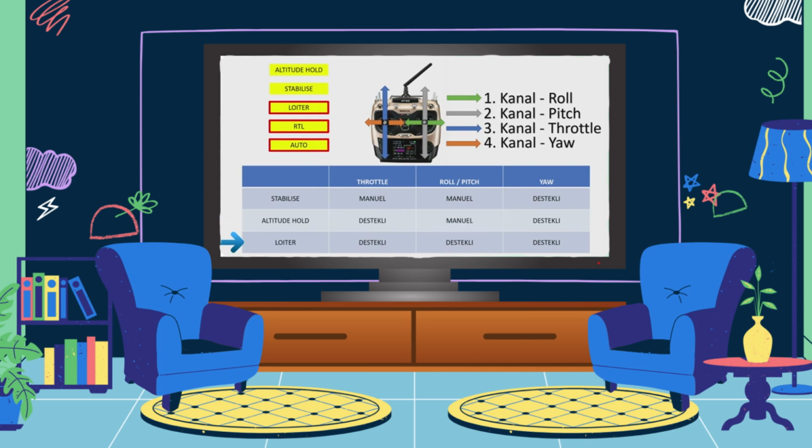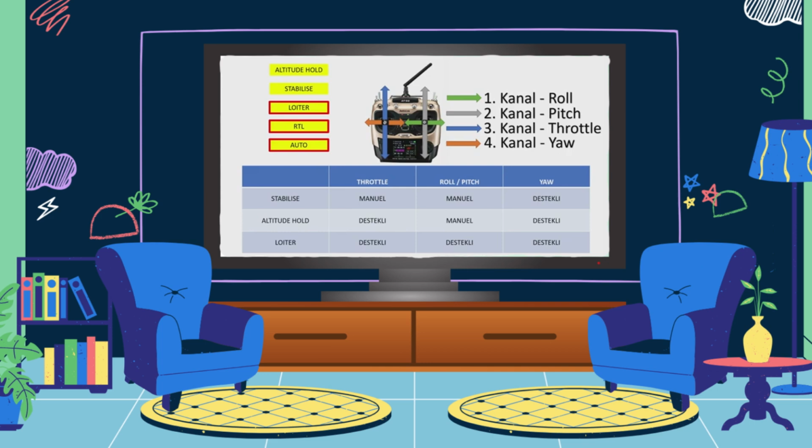Now let's look at loiter mode. In loiter mode, the throttle channel works the same as in altitude hold. This time, however, the GPS module is activated. When the roll and pitch channels are centered, the drone will start to hold its position. Even if it's pushed by wind or by hand, it will continue to maintain its position. Another thing to remember is that movements in this mode are very slow. This is because it's an important mode used especially for video recordings.